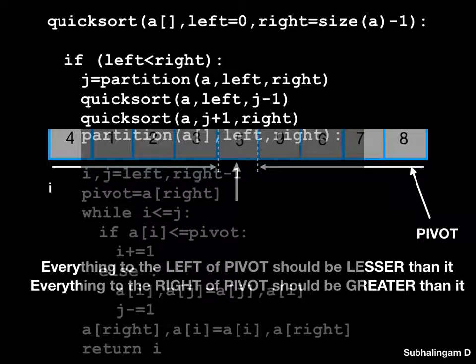Now we can make a pseudocode for quicksort. Till left is less than right, I make a partition on A, left and right. I get the position where we have put the pivot, and I make a recursive call to this function by saying quicksort of A, left, j minus 1, that is the left subarray, and quicksort of A, j plus 1, right, that is the right subarray. After everything is over, we get A to be sorted.